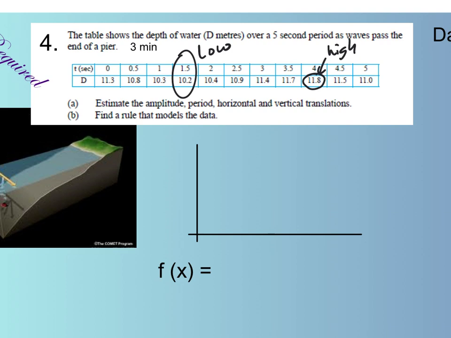Now I'm going to graph that. So that's over 1.5 and up 10.2. And I'm going to put a dot right there. That was my low spot. Now for my high spot. My high spot was at 4, and the highest it ever got was 11.8. So I'm going to say that that over there is at 11.8. Now you've got to think of this as a cosine wave. It's been shifted.